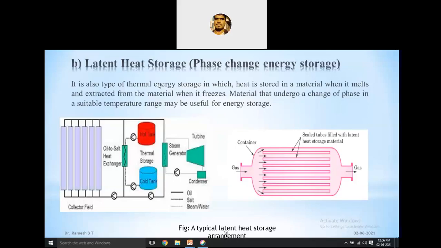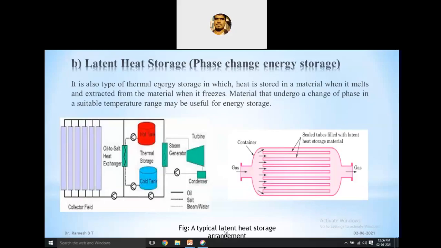The first criterion this type of storage should satisfy concerns the phase change. The phase change must be accompanied by a high latent heat effect. High latent heat effect means it will absorb more heat. Second, the phase change must be reversible, meaning liquid to gaseous and gaseous to liquid. It should be reversible over a very large number of cycles.